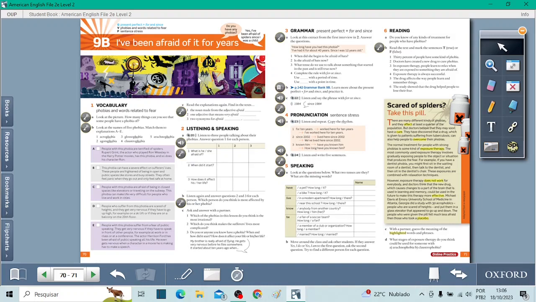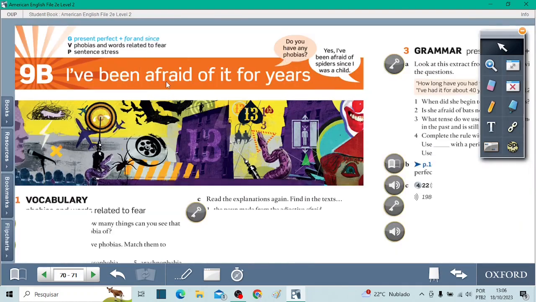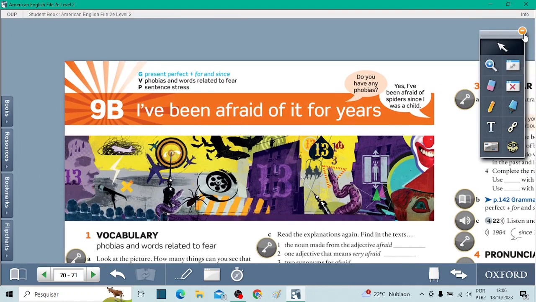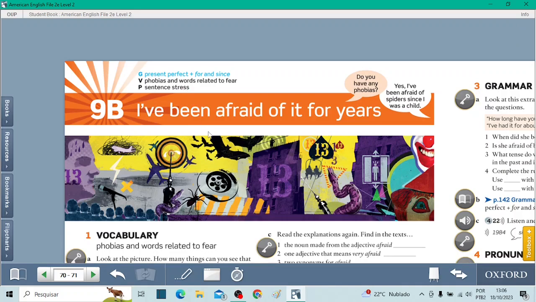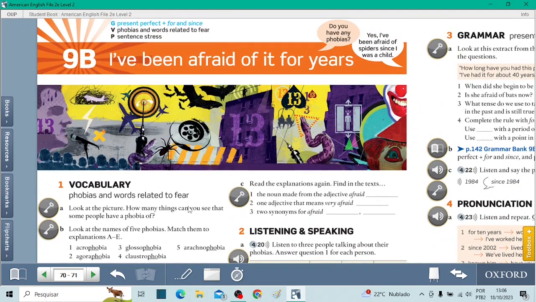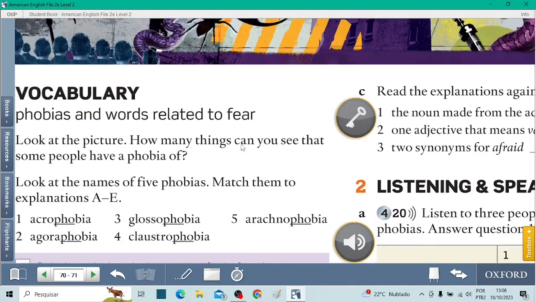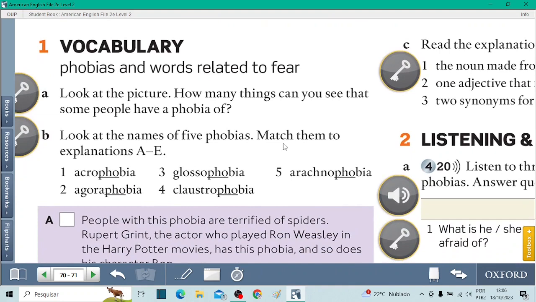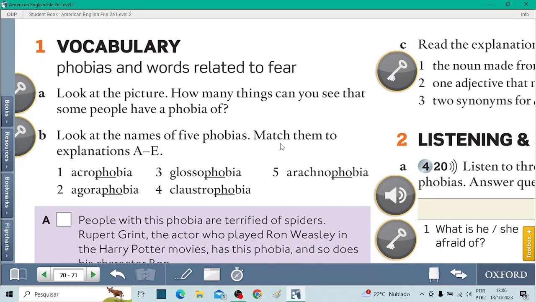Welcome to lesson 9b. I've been afraid of it for years. In this lesson, you are going to study present perfect with for and since. In vocabulary, we're going to learn some phobias and words related to fear, okay? And in pronunciation, we're going to practice some sentence stress. Are you ready to start? Let's go. Vocab. Phobias and words related to fear.